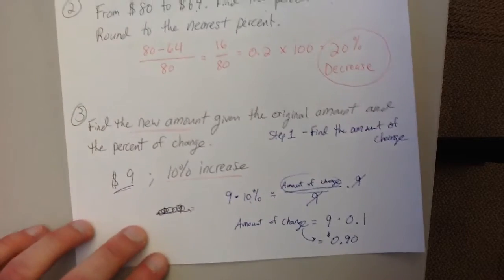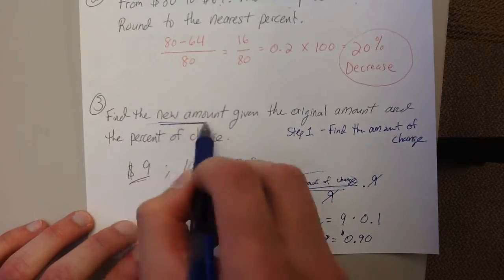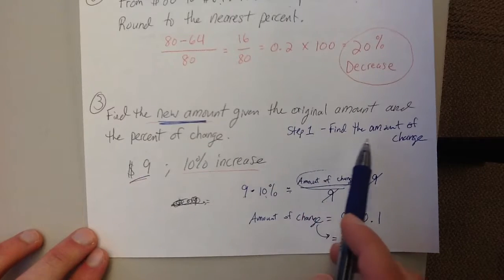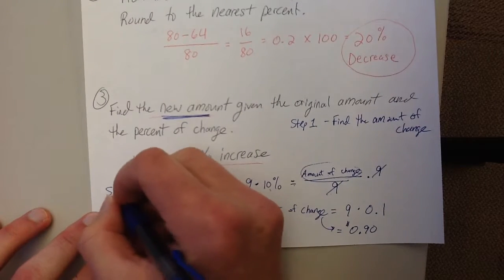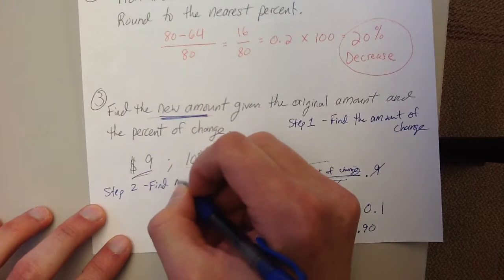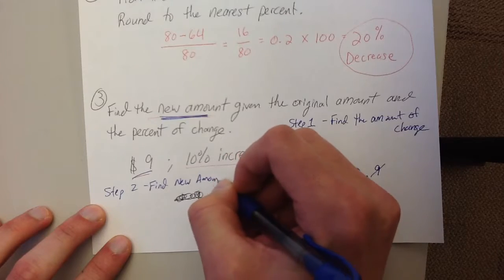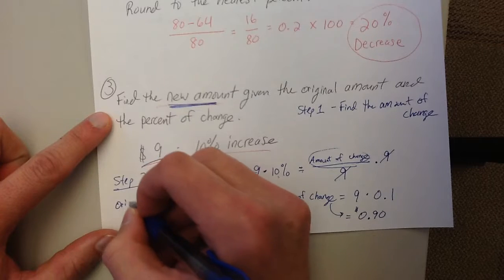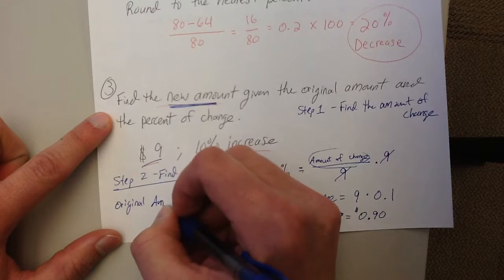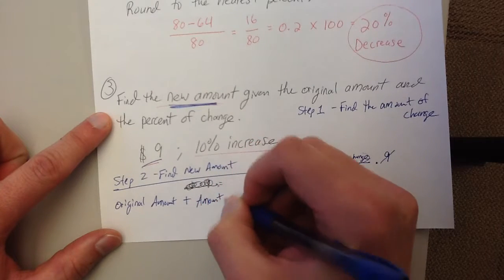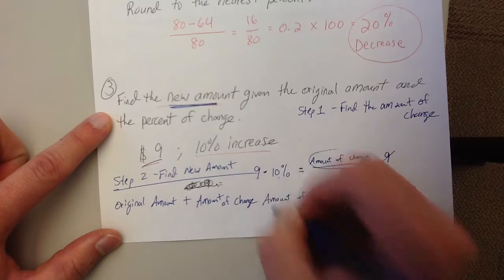Okay, so again, the question asks me, what is the new amount? It doesn't ask me for the amount of change, but I need the amount of change to find the new amount. So once I have step 1 found, I then go to step 2, find the new amount. To do that, I take the original amount plus amount of change, and that will give me the new amount.